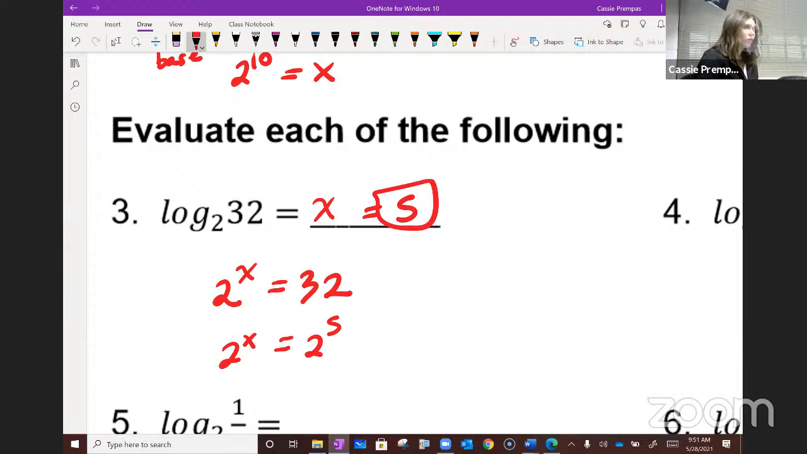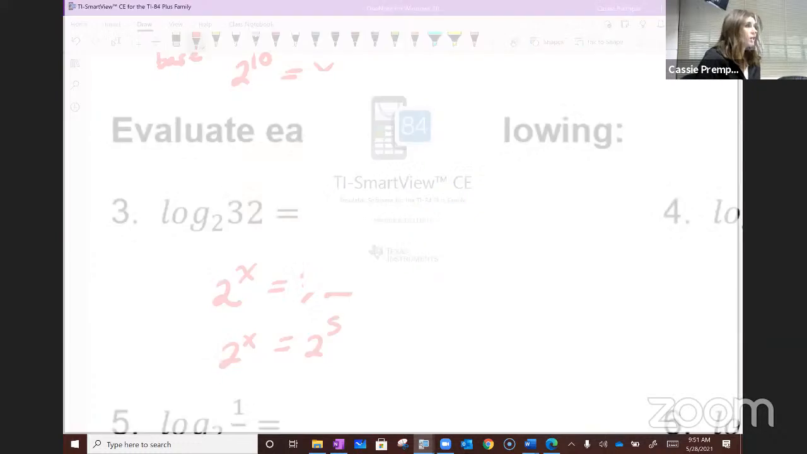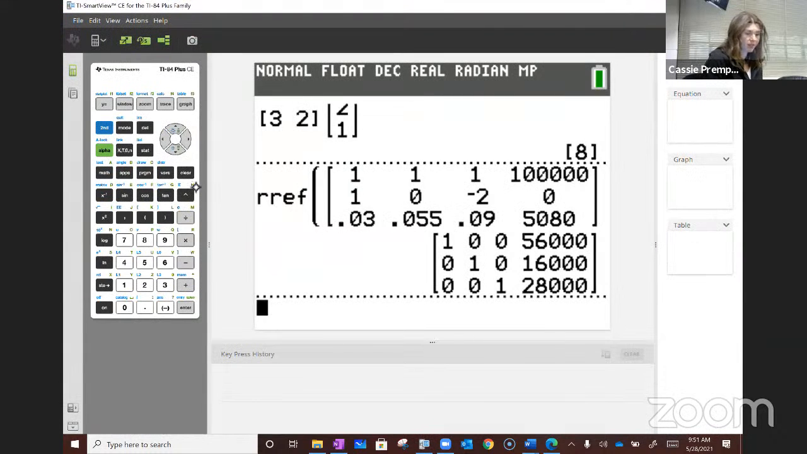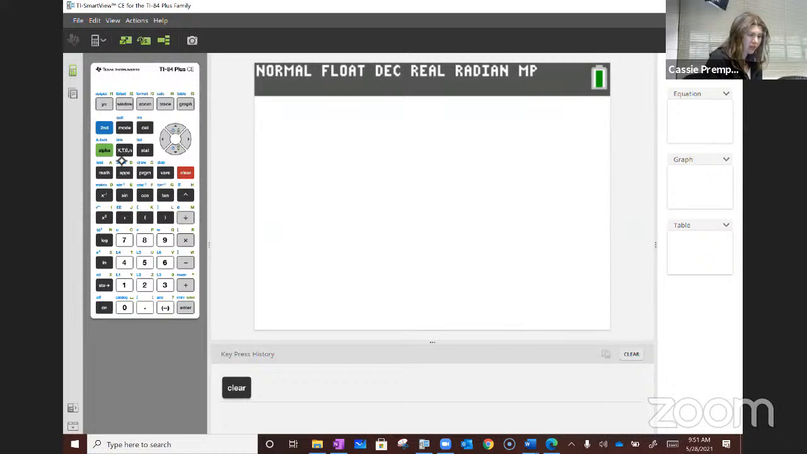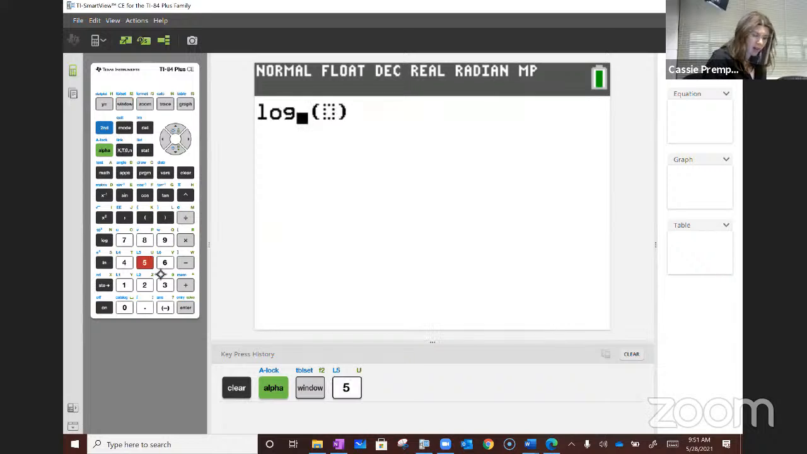Now, here's the beauty of the final. You can use your calculator on the whole thing. So do you guys remember how to evaluate a log using your calculator? This would be a helpful thing to remember, because then you wouldn't technically have to go through that work. Nice, Ezra. It's alpha window. So if you didn't remember that, I would write that down. That's a really good thing to remember for the final.